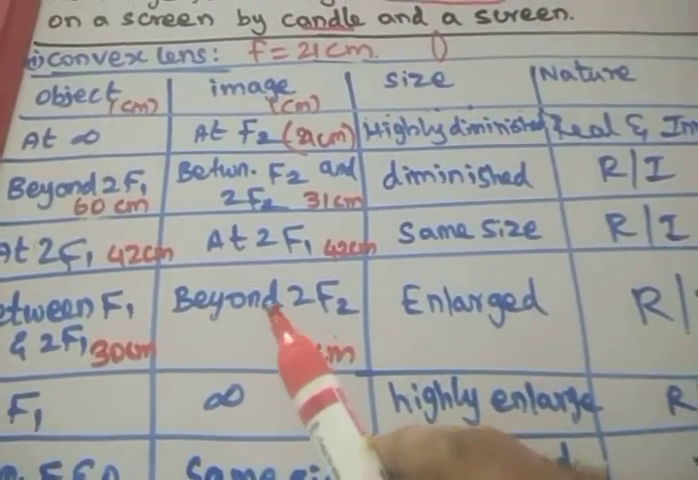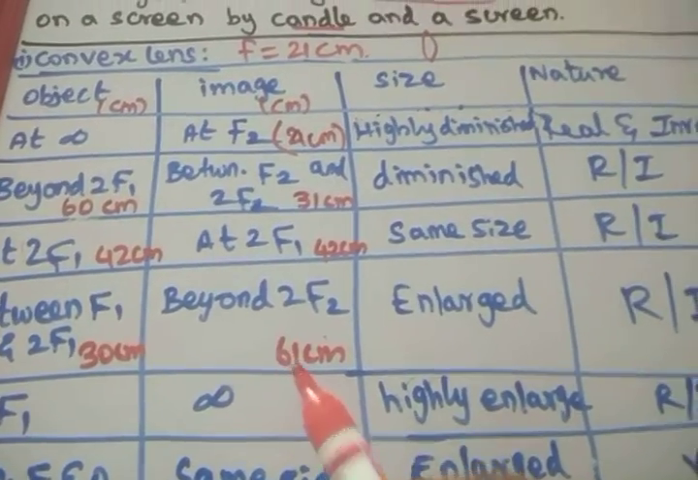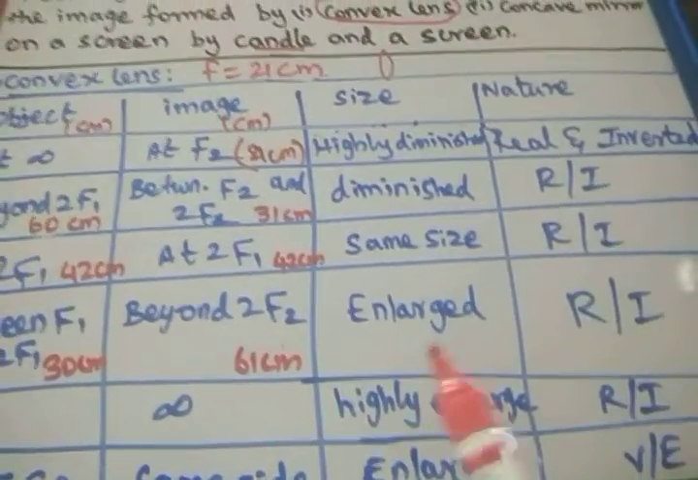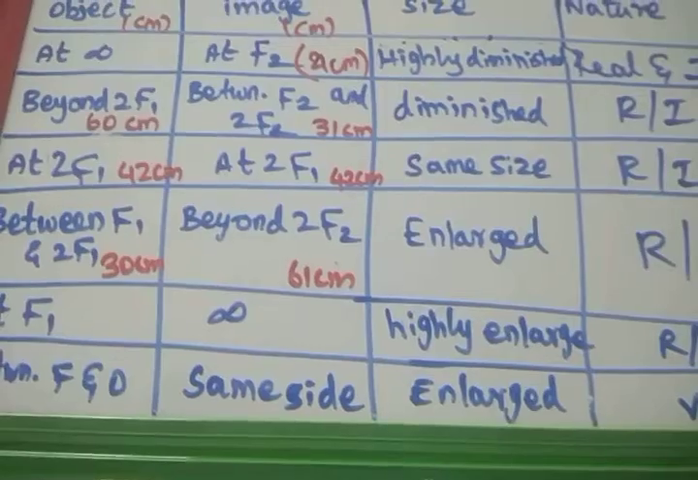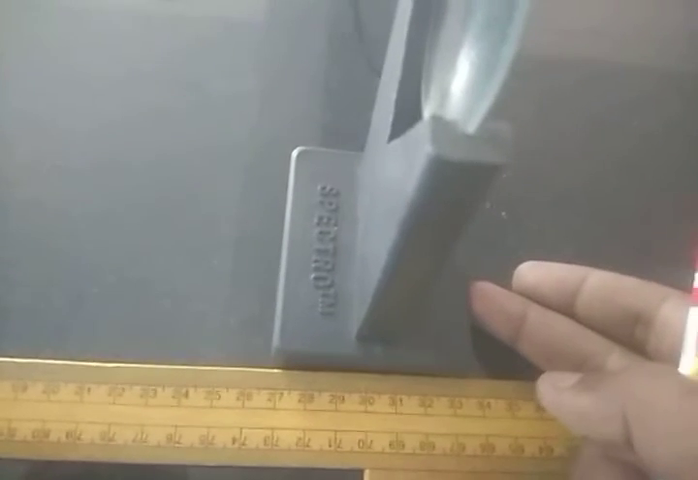Similarly, we can put the object between f1 and 2f1, that means 30 centimeter, and we get an image at 61 centimeter. The image is enlarged. Yes, we can see that this is a lamp box. So from the source to the lens, the distance is 30 centimeter. It is exactly 30 centimeter.